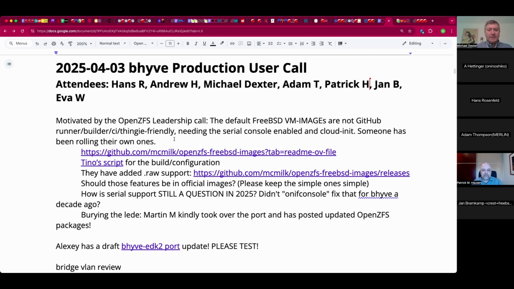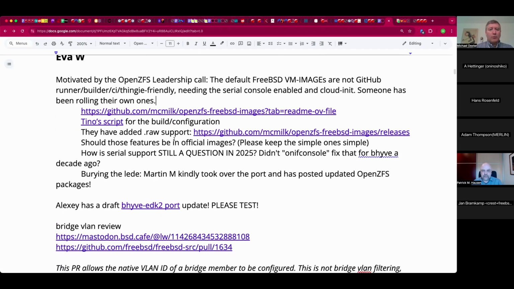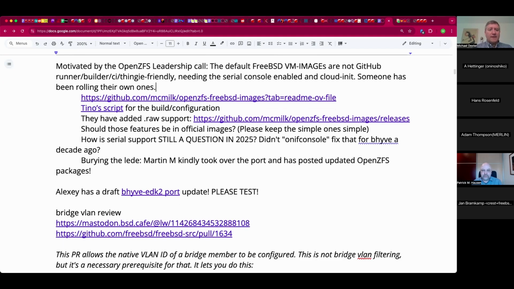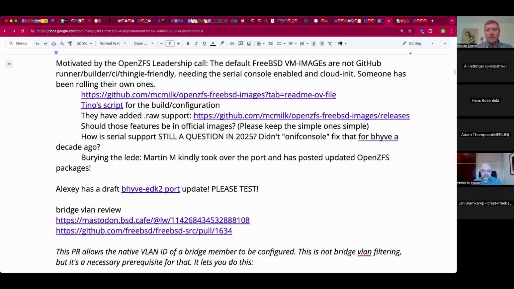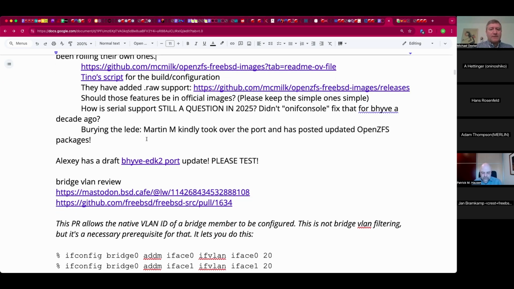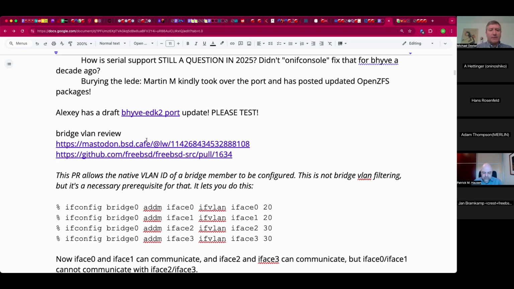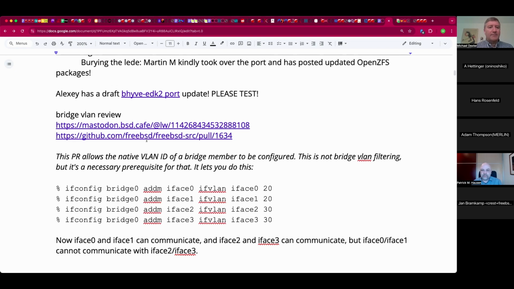And a quick point that's kind of bhyve related. The images used by the GitHub builders were, one, a little behind. Two, the standard FreeBSD VM images do not work apparently because you need a serial console enabled and cloud init. But in parallel to that discussion, Martin M updated the port to the latest OpenZFS on FreeBSD, so you can go try that. We discussed it in yesterday's call. Go check out the recording. So that was great news because it's been kind of lagging behind.